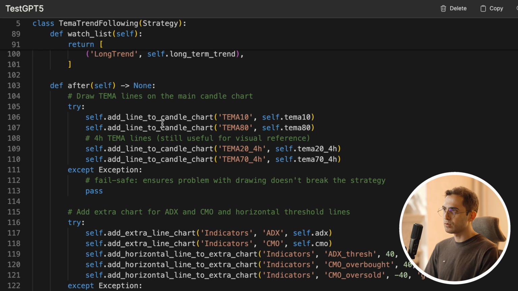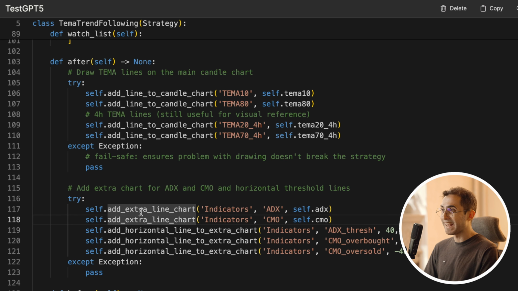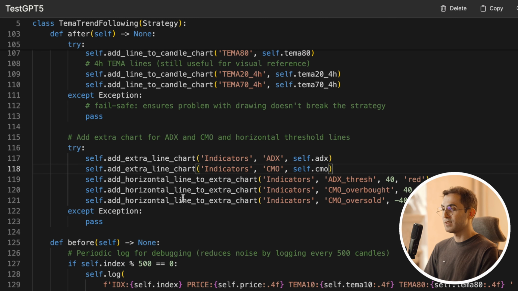It is using the add_line_to_candle_charts method of Jesse. It's giving it the name of the TEMA indicator, once for TEMA 10 and then TEMA 80, so this is great. It defined two more times for TEMA in the 4-hour time frame. Then it is defining extra line charts for ADX and CMO, and it's putting both of them inside the same chart. So this actually makes perfect sense because both of them have values from 0 to 100. And then it defined the threshold lines of these indicators. So this is very beautiful, guys.